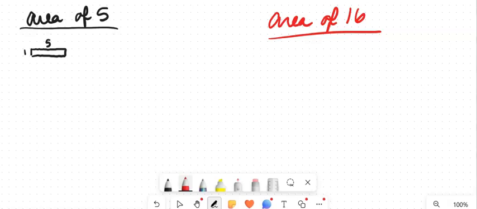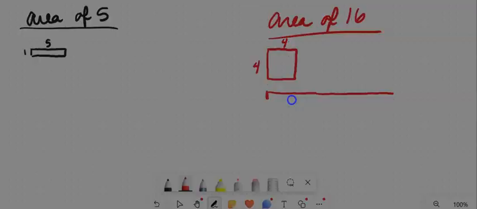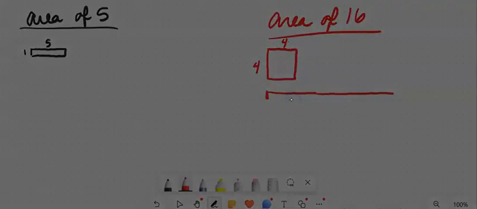If they also look at the area of 16, they're going to come up with multiple different rectangles. They could come up with a 4 by 4 rectangle because that produces an area of 16. They could come up with a 1 by, let me count this, 16, and I hope I counted that right.